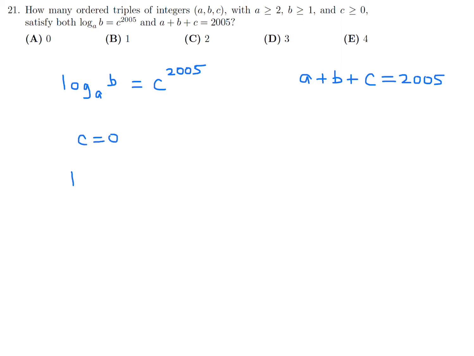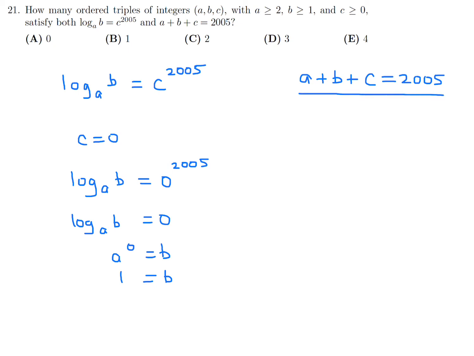If c is equal to 0, this becomes the log of b to the base a of 0 to the power of 2005, which is of course just 0. So then this becomes a to the power of 0 is equal to b, and a to the power of 0 is 1, and therefore b is equal to 1. Now we have to use this formula to get a value for a. A plus b, well, b we just established was 1, c we set as 0, and that's 2005, and therefore a is equal to 2004.